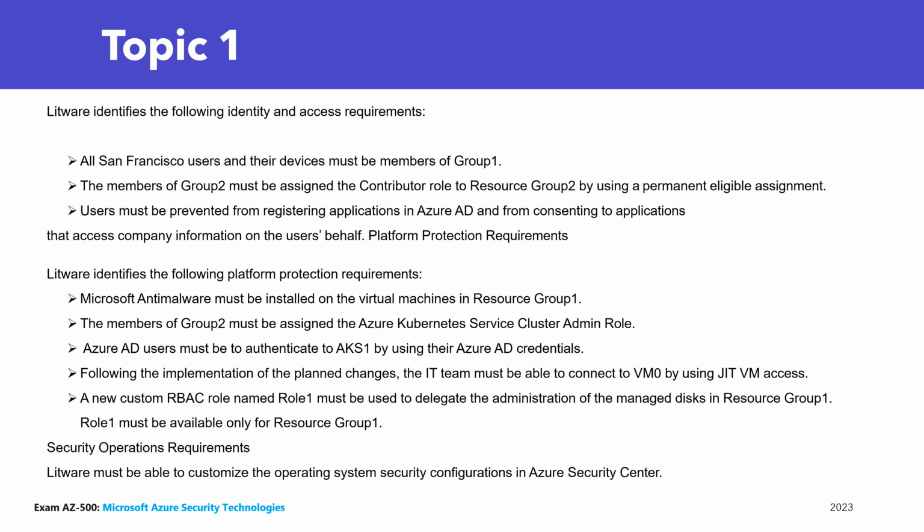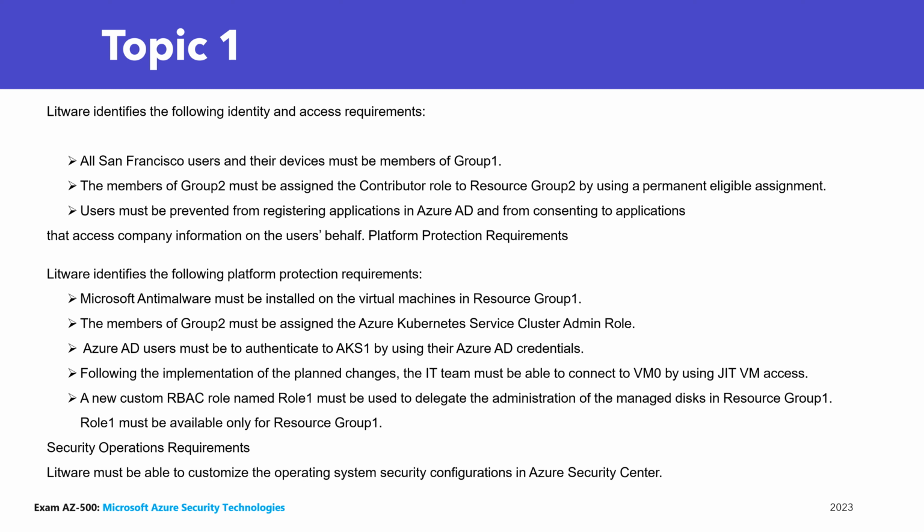All San Francisco users and their devices must be members of Group 1. The members of Group 2 must be assigned the contributor role to Resource Group 2 by using a permanent eligible assignment. Users must be prevented from registering applications in Azure AD and from consenting to applications that access company information on the user's behalf. Platform protection requirements.